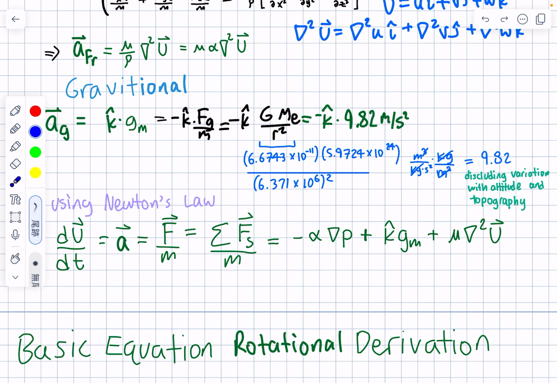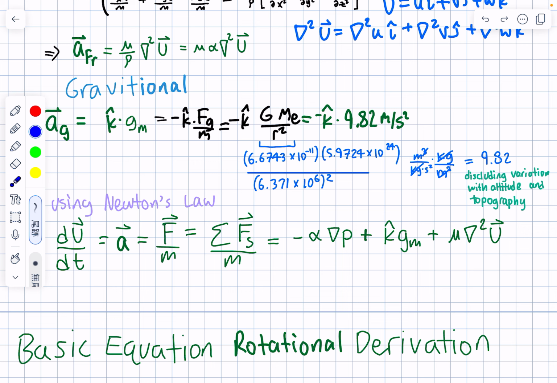So finally, we use Newton's law, which says that acceleration is equal to force divided by mass, which is equal to the sum of all forces. So if you have 2 people pushing on some block, one person pushing has a force, and another person pushing in the same direction has another force, those forces are additive, as long as they're in the exact same direction.